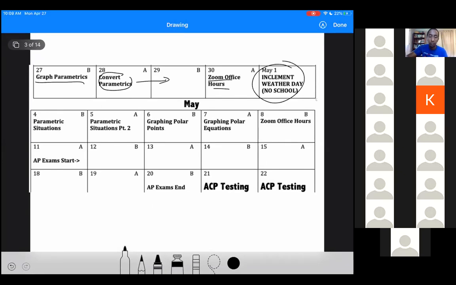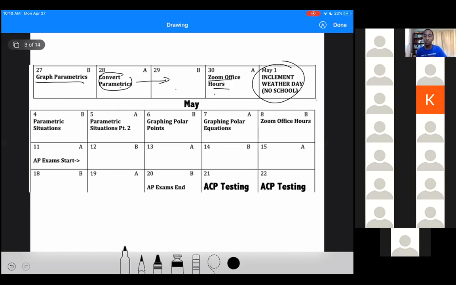I'm going to the school to clean out my classroom and stuff, so that's actually during this class time. So I'm going to move converting parametrics to Wednesday. So no class tomorrow. We'll have class on Wednesday. Then Zoom office hours on Thursday, and then a longer weekend.